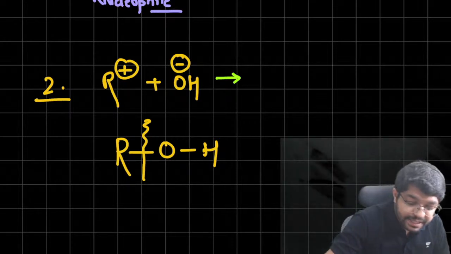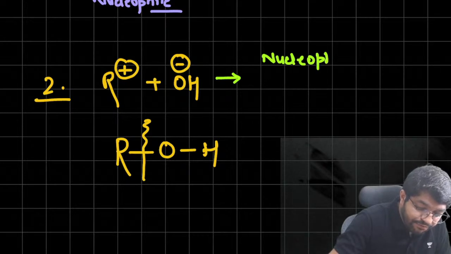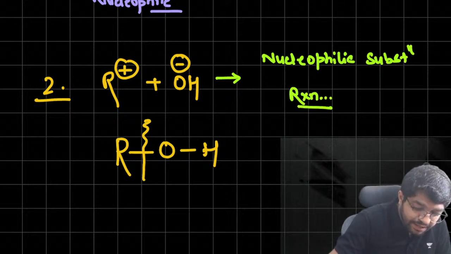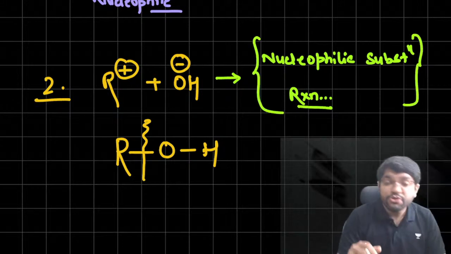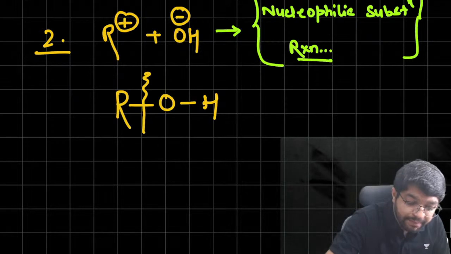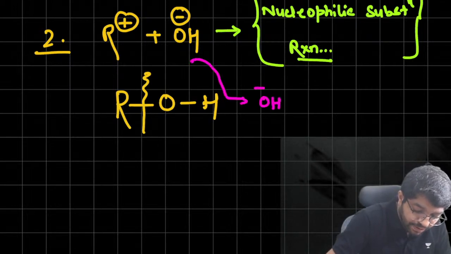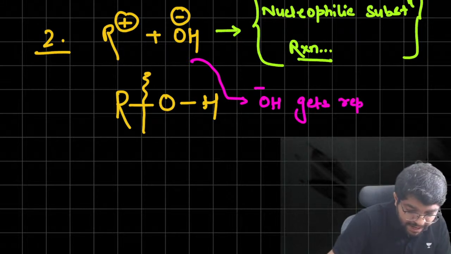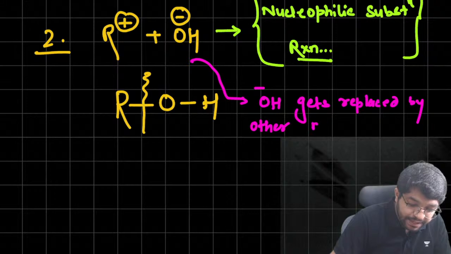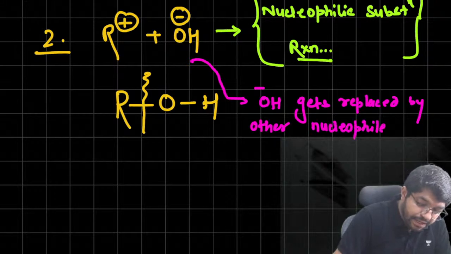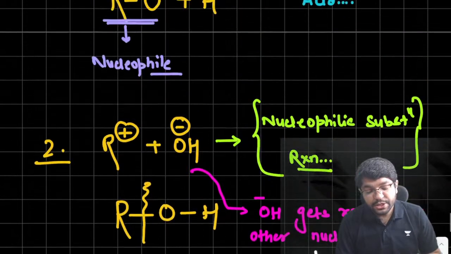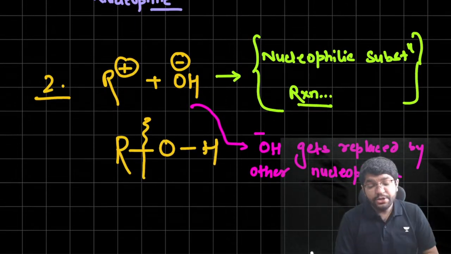reaction. It generally happens in case of nucleophilic substitution reaction, and that is where it comes as the main component. Because OH minus gets replaced by other nucleophiles. That is, my OH minus gets replaced by other nucleophiles. Most important, this is a very, very important statement to all my dear children: OH minus gets replaced by the other nucleophile.